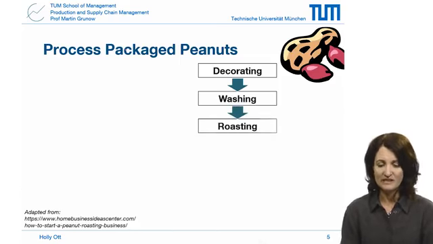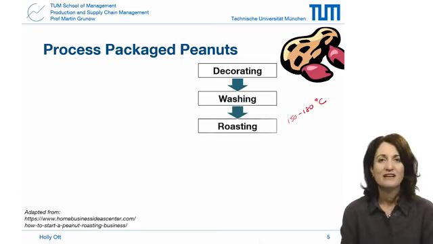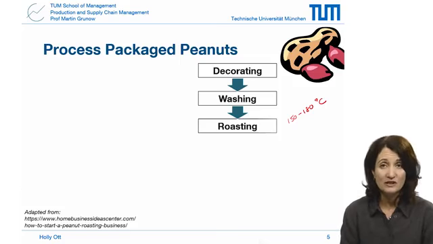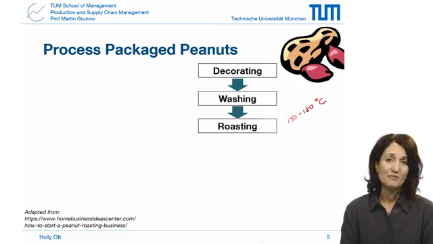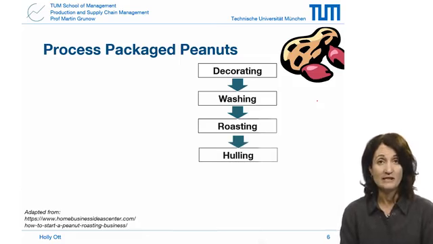So roasting needs to be done at 150 to 180 degrees Celsius. You must make sure they're evenly cooked. You don't want to have them turn black. You don't want them to be burned. And it's also important here, the longer and slower that you do your roasting, the more flavor you'll have. The next step would be the hulling.